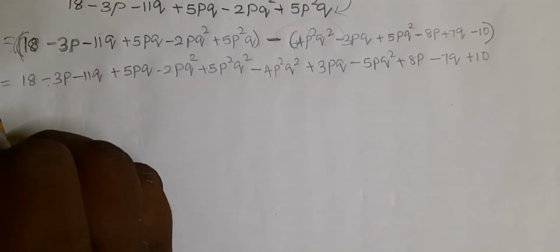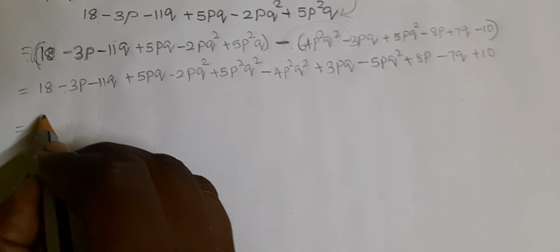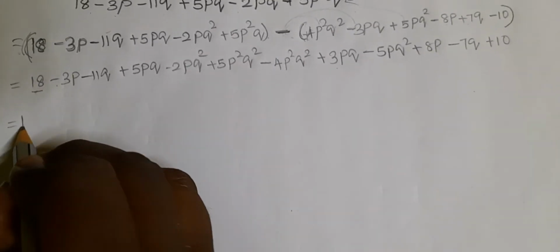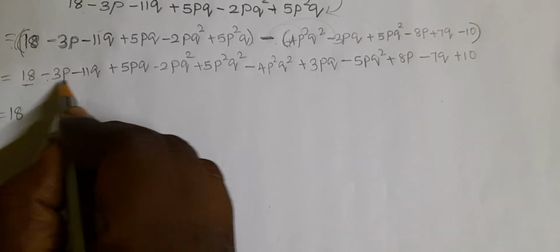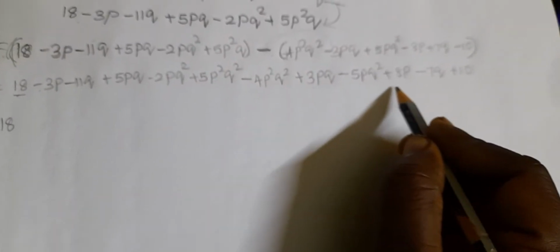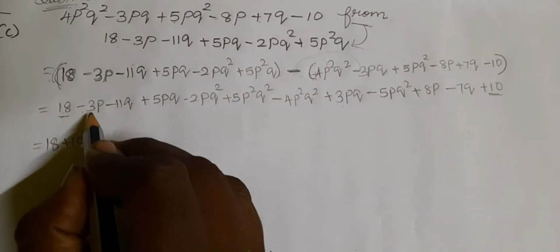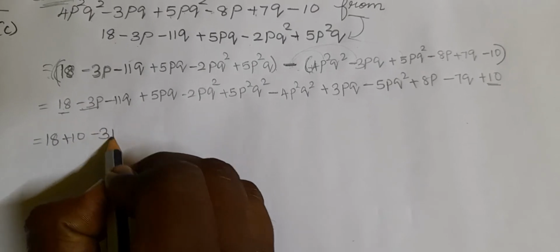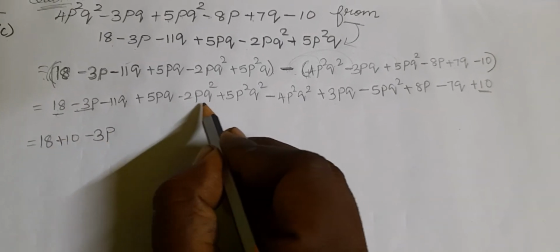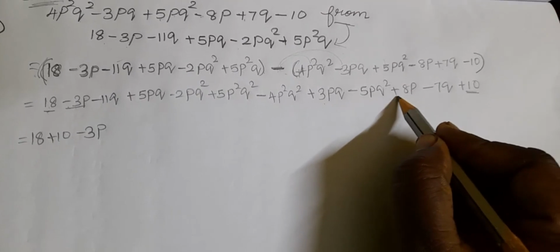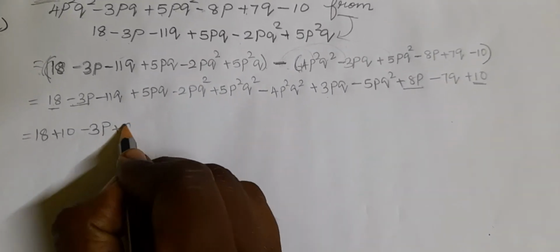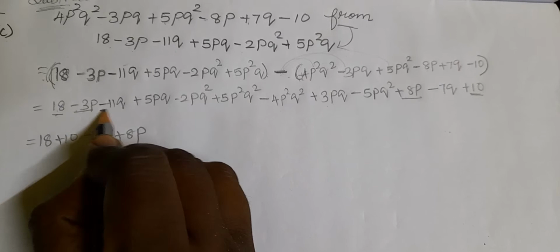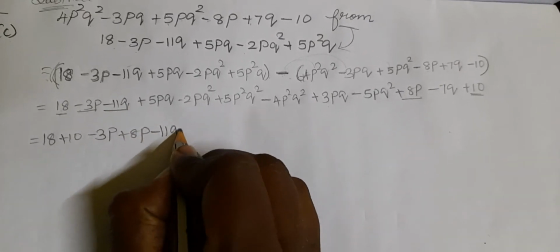Okay, first I have removed the bracket. Now let us arrange them as like terms. So 18 is a constant. Search for another number which is a constant. It is plus 10. So 18 plus 10. Then minus 3p. Search for another term which contains p. Here plus 8p. Minus 11q.